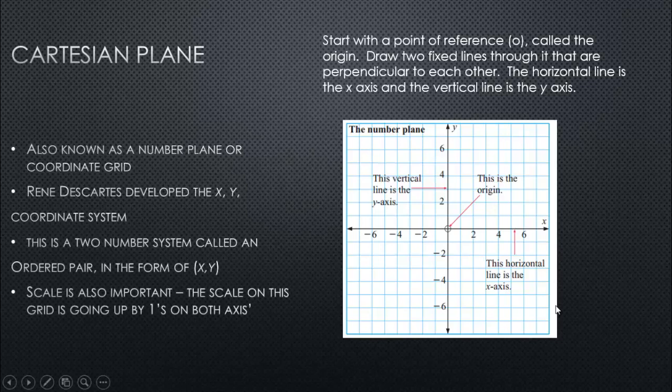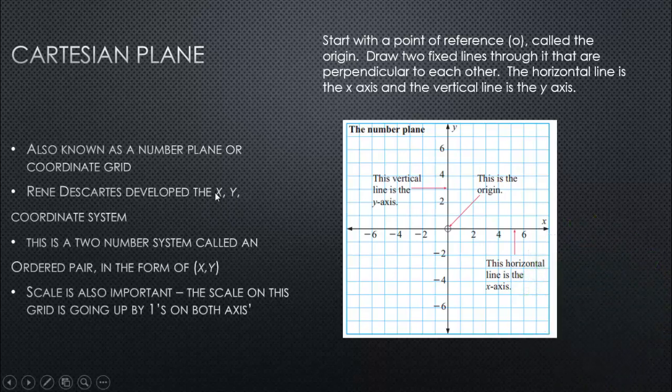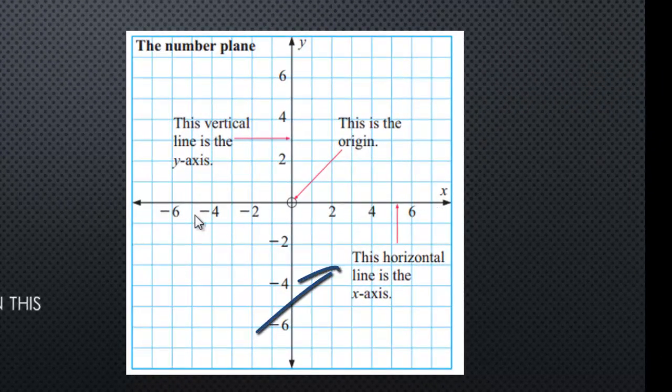A coordinate plane is also known as a Cartesian plane, and it's a number plane or a grid developed by René Descartes, and it's done using the XY coordinate system. In your XY coordinate system, that system of two numbers is called an ordered pair, and X always comes first and then Y. X is your horizontal line, and Y is your vertical line.